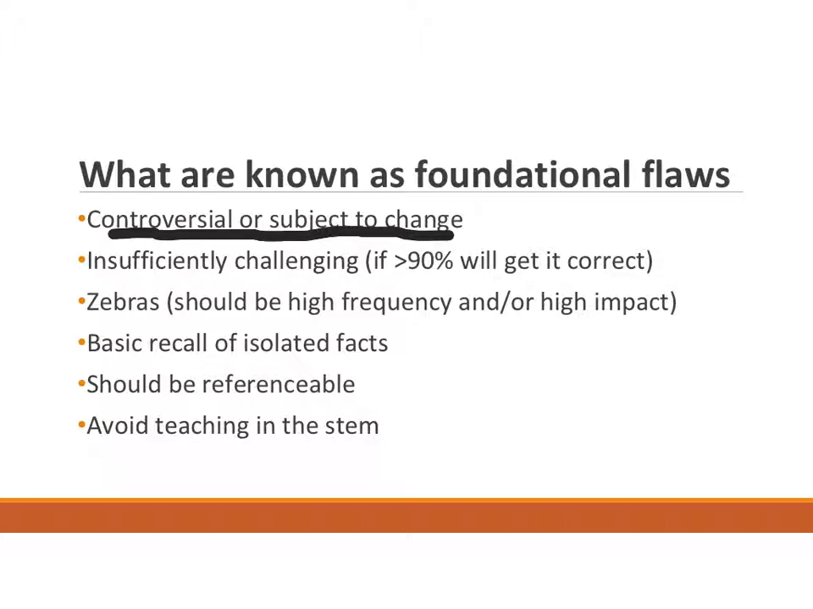We don't want insufficiently challenging questions. If over 90% of the students, for example, get an answer correct, it's not doing a good job of discriminating between the students who are knowledgeable of the material and those that are not. So if everybody gets a question right, it doesn't do any job discriminating the high achieving students, the A's and B's, from the C's and D's. So you want a question to do a good job of discriminating students who know the material from those who don't.